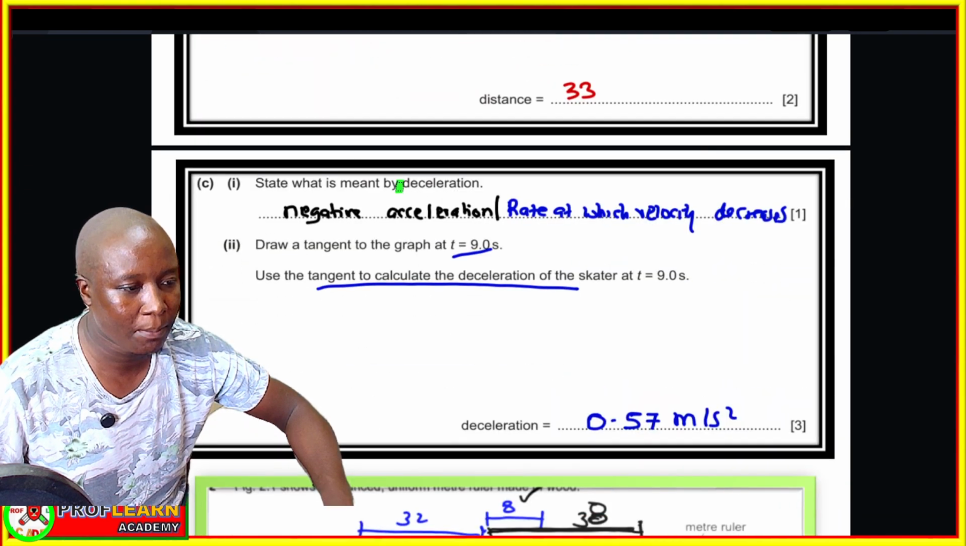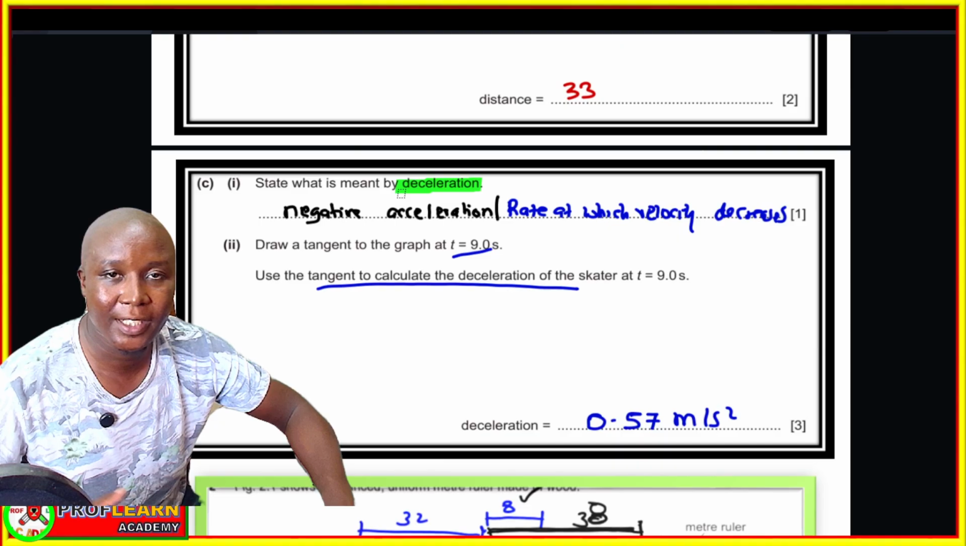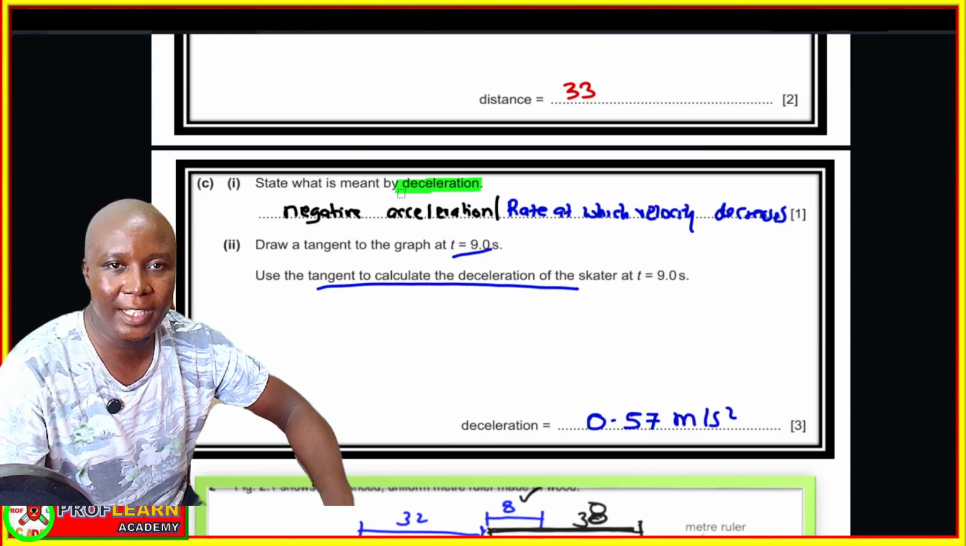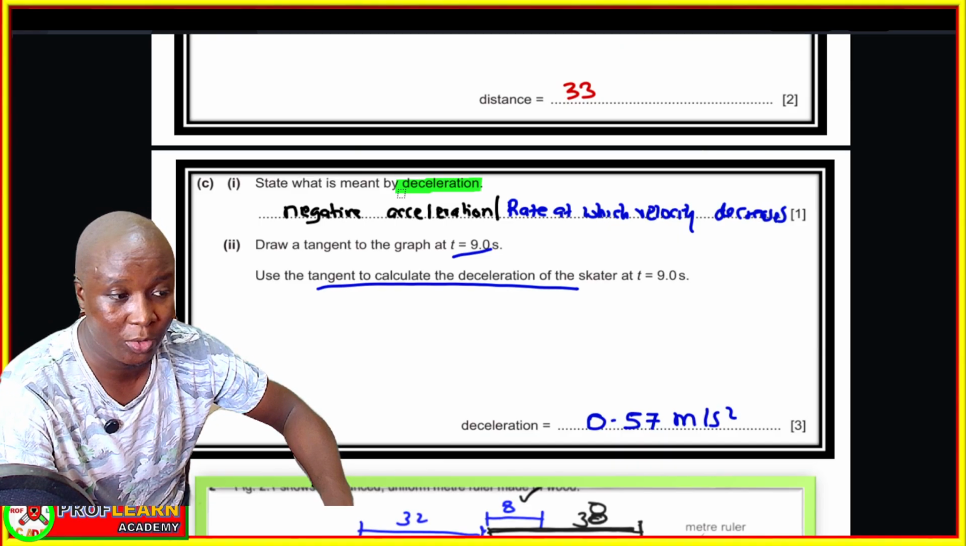Next, state what's meant by deceleration. Deceleration is a rate of decrease of velocity per unit time, or negative acceleration.